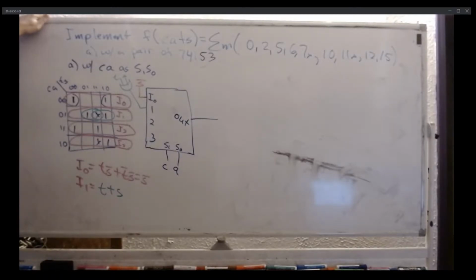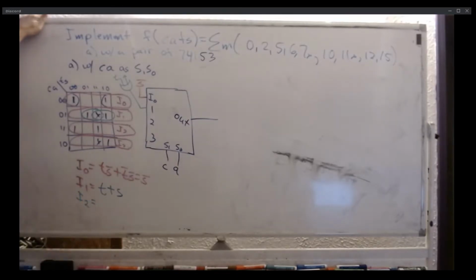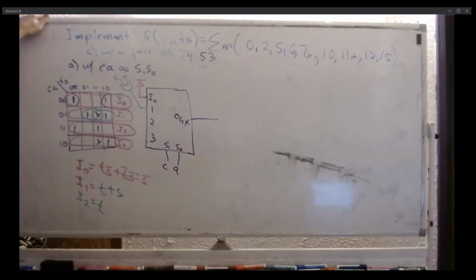I2 is also easy. I3, I guess, is the confusing one. What's I2, guys? 2 is the bottom row, right? Yes. Okay, I'm just making sure because that's a little blurry. That's a T, is it not? Yeah.